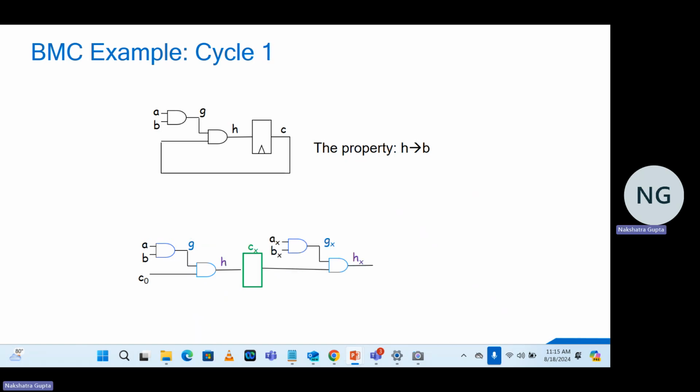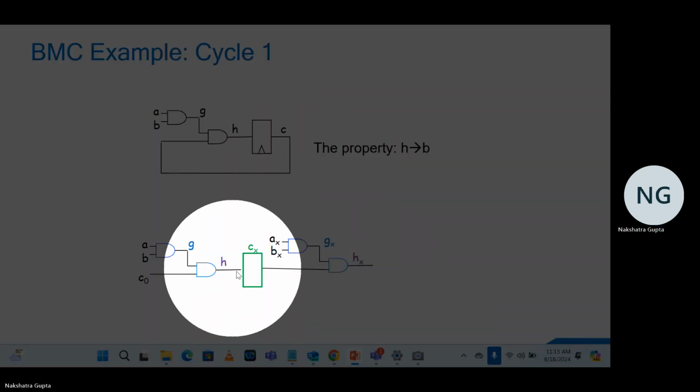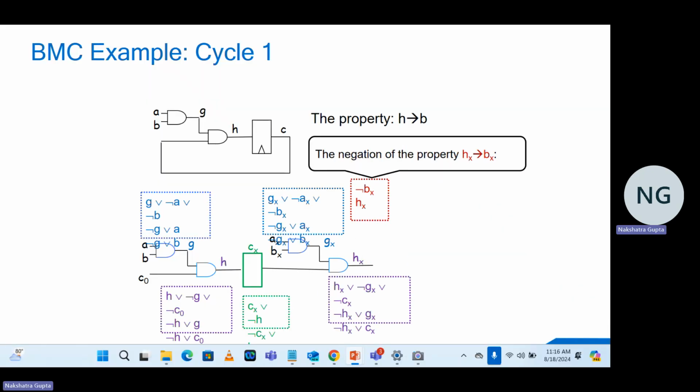What is carried out next is unrolling to the next step. We create another copy of the circuit and provide the output of the latch to the next copy of H. This is unrolling. After unrolling, we create clauses for every gate and for the negation of the property, which we now instantiate for cycle 1. So the property says now that next of H implies next of B.